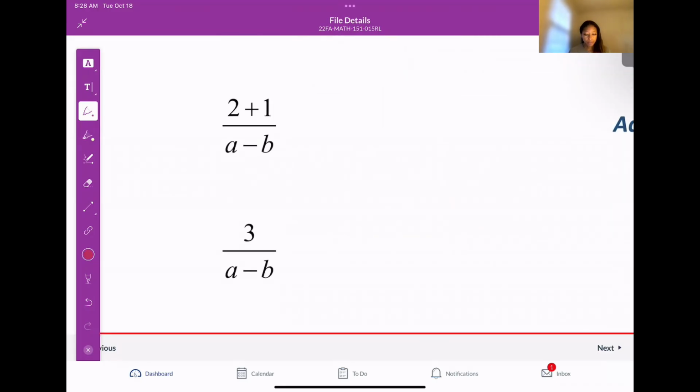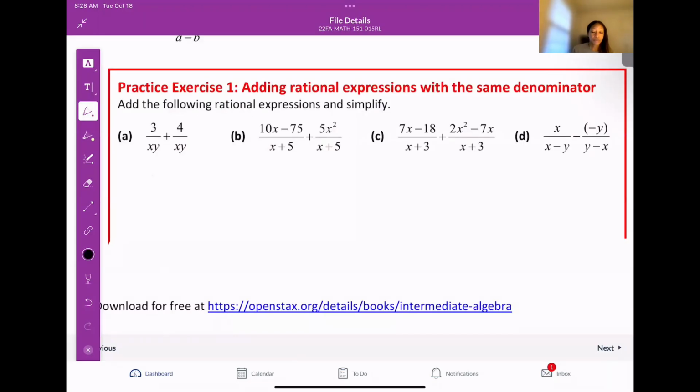All right, we're gonna jump into a couple of problems. For part A, if we have 3 over xy plus 4 over xy, our denominators are the same. So this would be 3 plus 4 over xy, which is 7 over xy. This can't be simplified anymore, so that's our final answer.